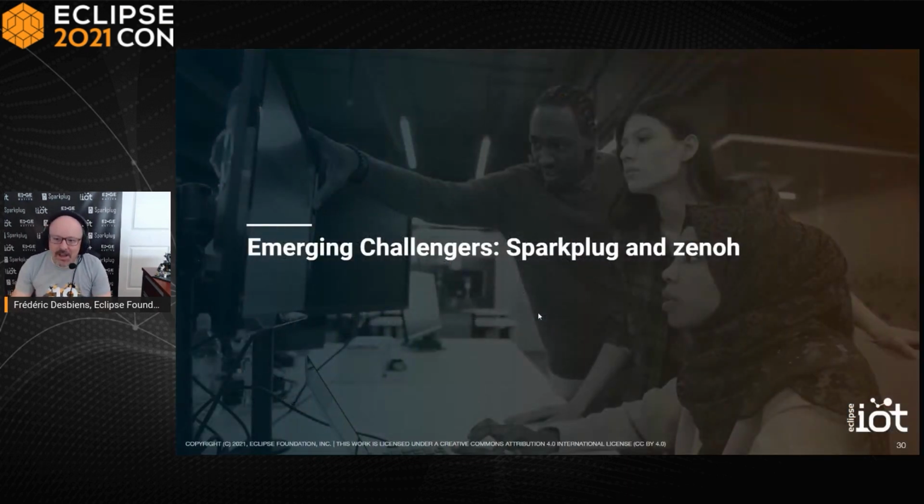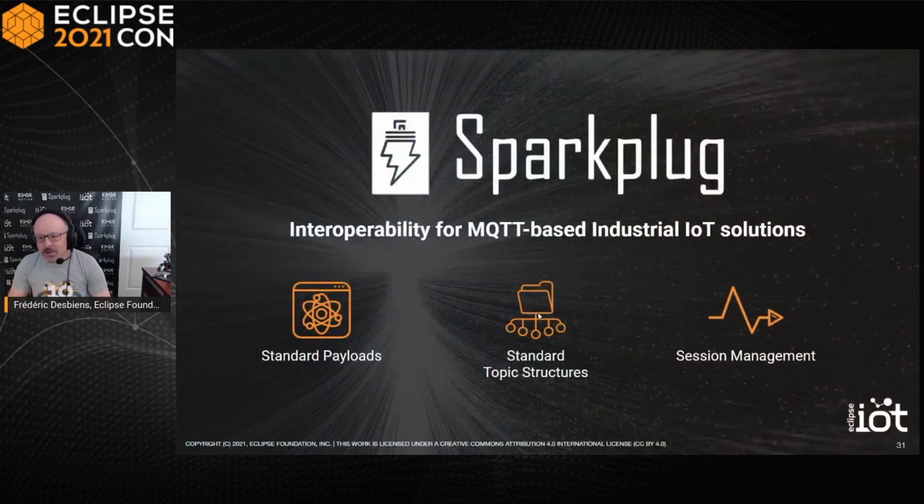So, emerging challengers now: Sparkplug and Zenoh. We have our own protocols that we manage ourselves at the Eclipse Foundation, and the intent is to tease you a bit about what they can do. So first is Sparkplug. Sparkplug is a protocol that runs on top of MQTT. MQTT is a great protocol, very mature, 20 plus years of existence. The good thing about MQTT is that it's very flexible because the MQTT spec doesn't specify anything about the message payloads. So you can put anything in there.